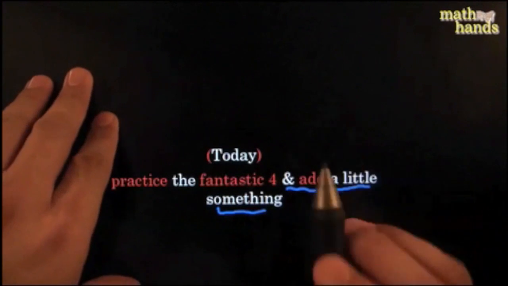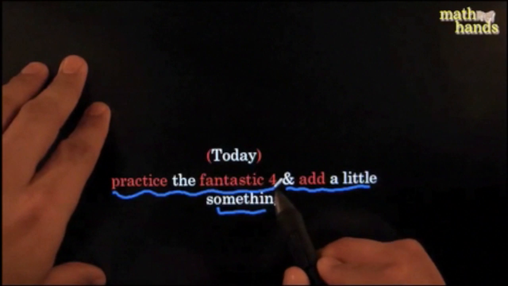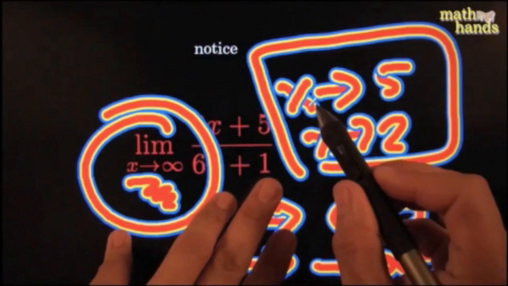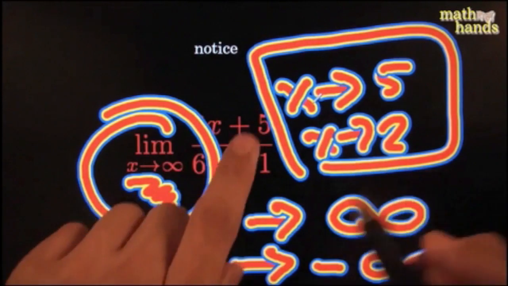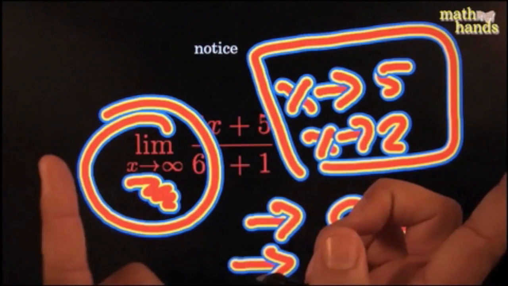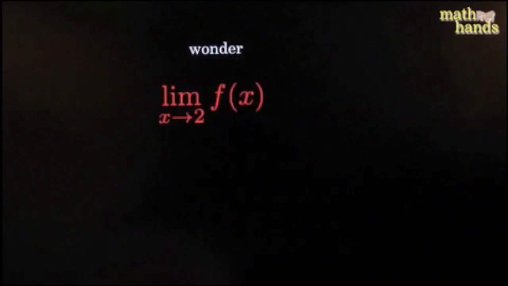And so that's why today we want to do a couple of things that are really, really important. We want to practice our really nice methods here, our 4 methods, and we want to add a little something. The one little something that we want to add is we want to start looking at limits in the middle of the real number line, not just at the ends, towards positive infinity or negative infinity. That's the name of the game today.